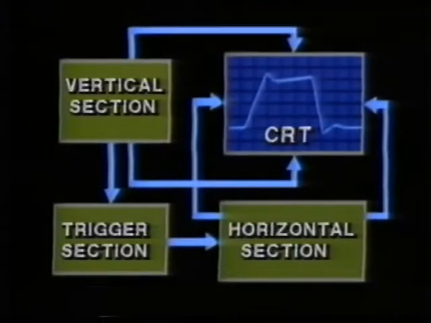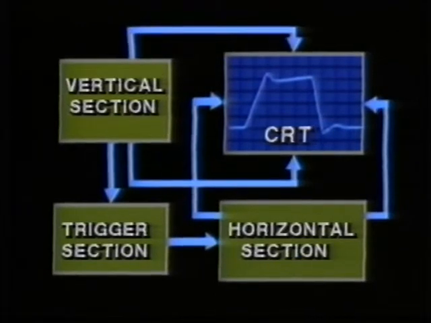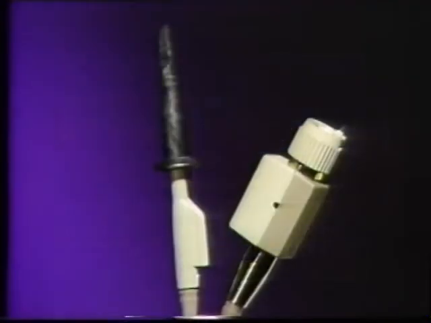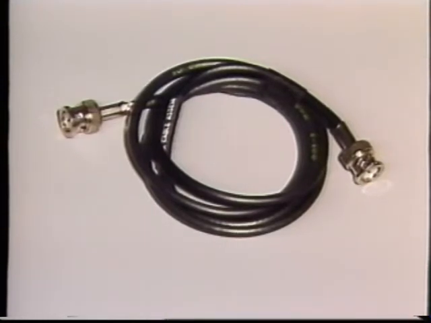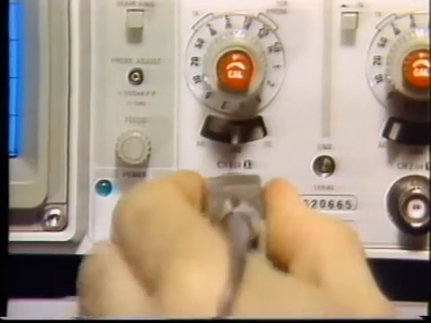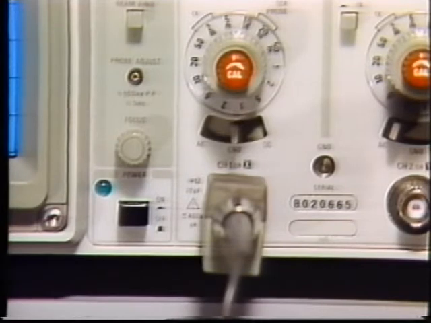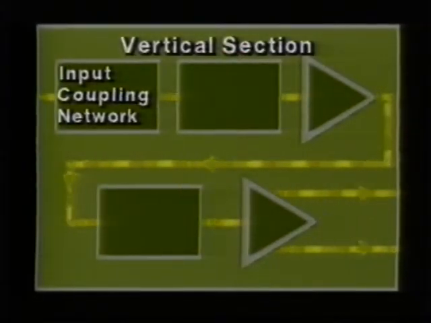As we mentioned earlier, the oscilloscope can be divided into two sections, the vertical and horizontal sections. In this part of the tape, we'll take a closer look at the signal path through the vertical section. Source signals are connected to oscilloscopes through probes or through coaxial cables. After a signal source is connected to the vertical input BNC, the signal flows through the vertical input coupling network.